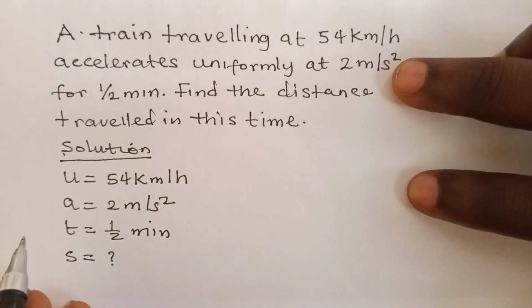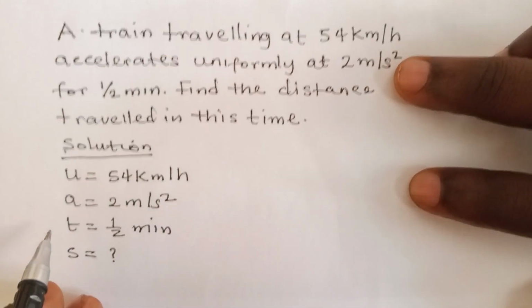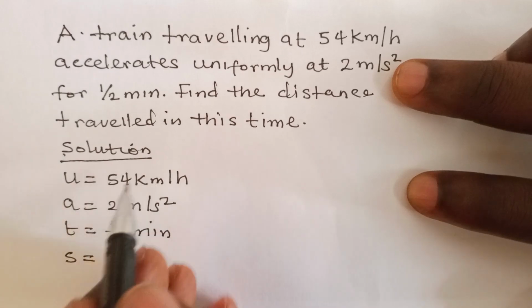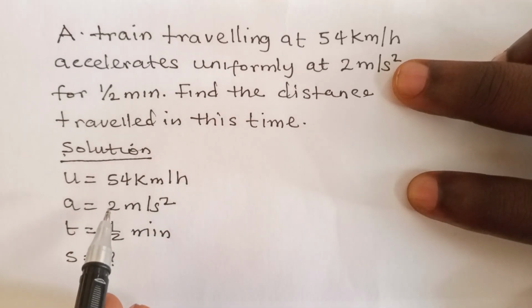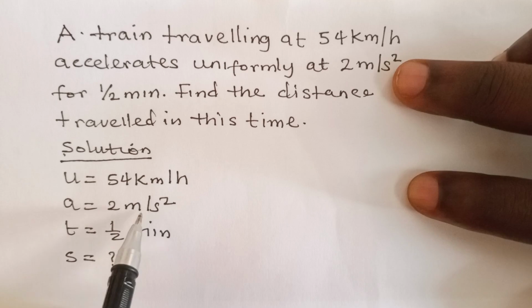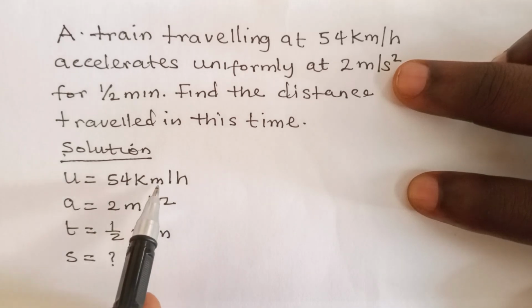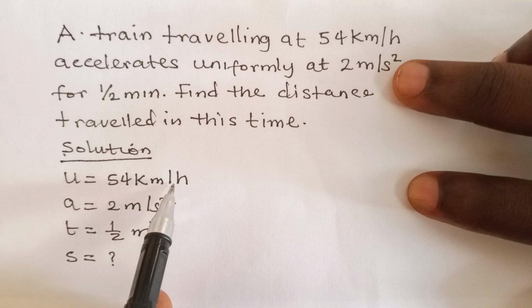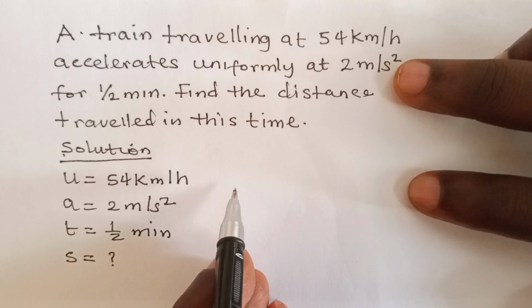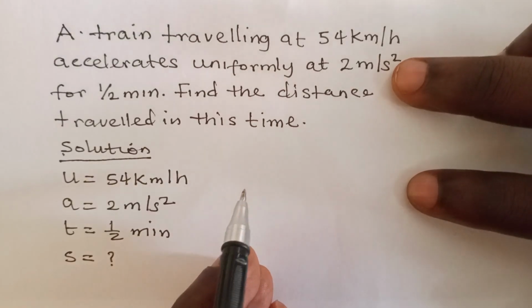Now, before I decide on the formula of linear motion to use in solving this problem, I'm checking to see for what I call unit consistency. I see kilometers per hour here, and I see meters per second squared here. Definitely, I'll have to change this to meters per second. So what is 54 kilometers per hour in meters per second?